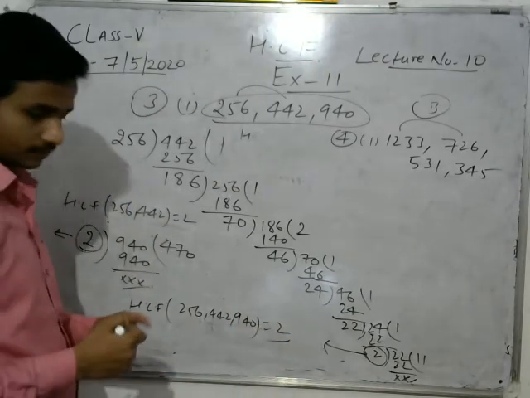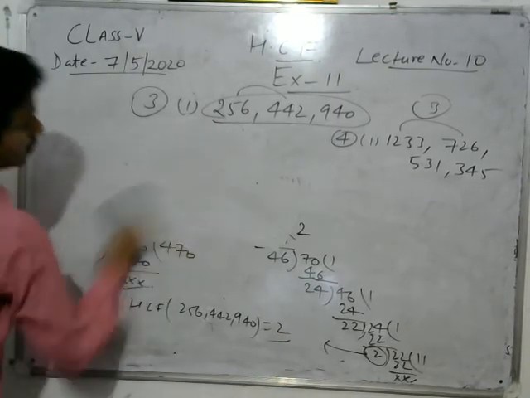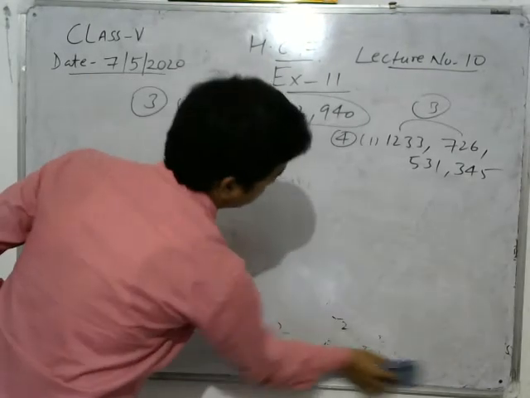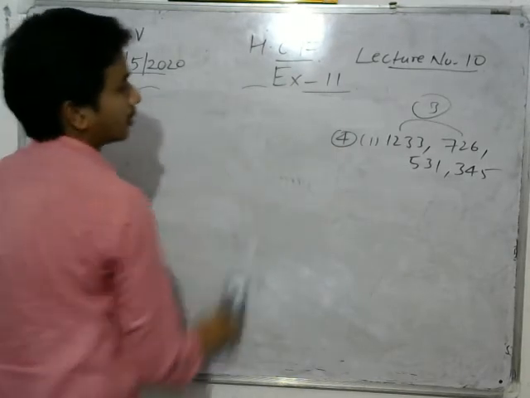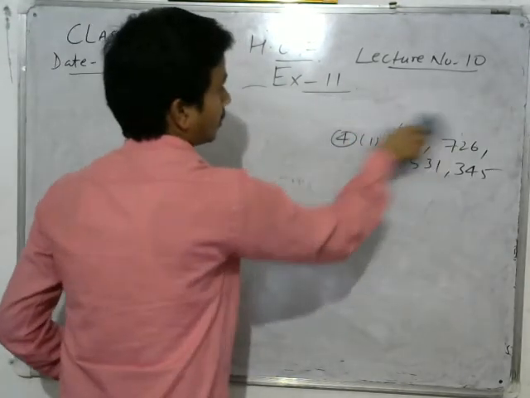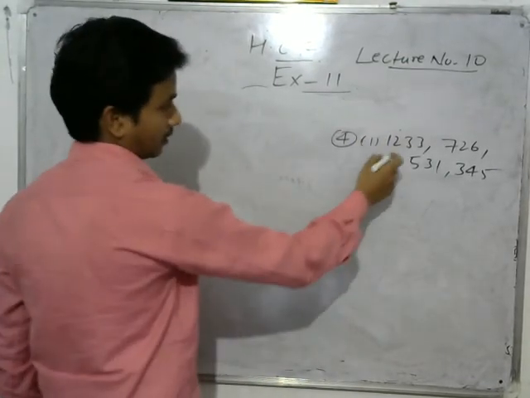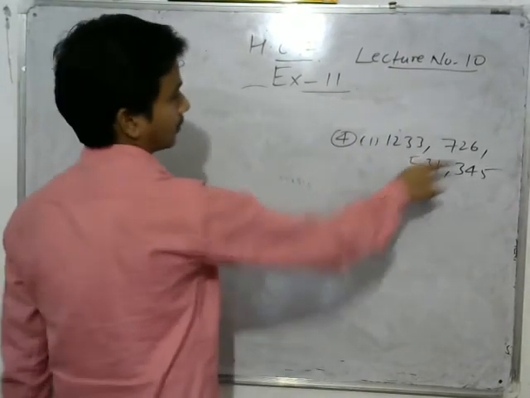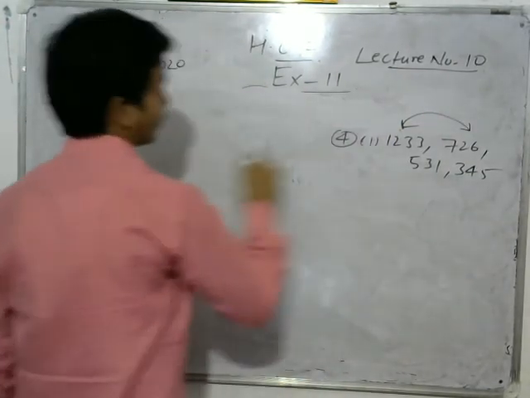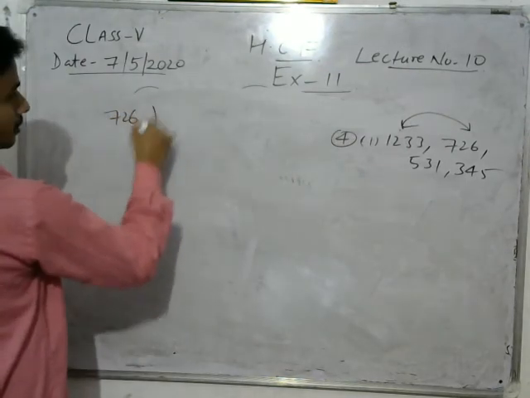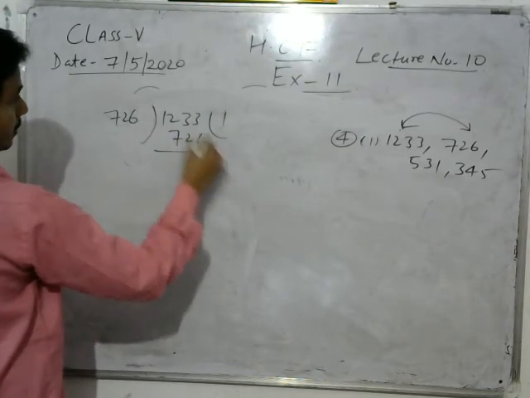Now we will see question number 4, part first. Now there are 4 numbers. We have to find the HCF of these 4 numbers. First of all, find the HCF of these two numbers, 726 and 1233. How many times? 1 times 726.